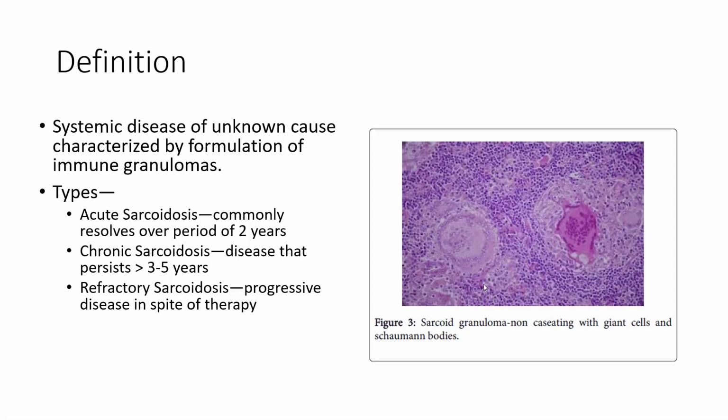This histologic change is the basis for this disease, and it occurs not only in the lungs, but in the eyes, the heart, the skin. As we'll soon see, it is a multi-system, multi-organ disease.